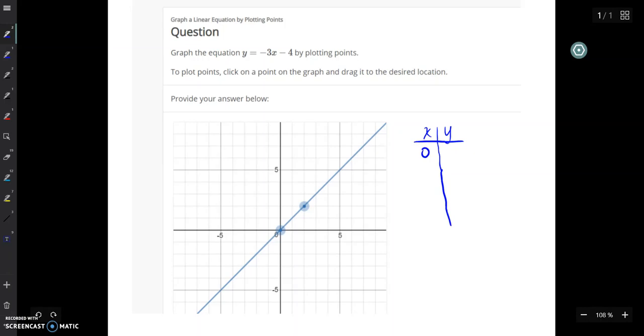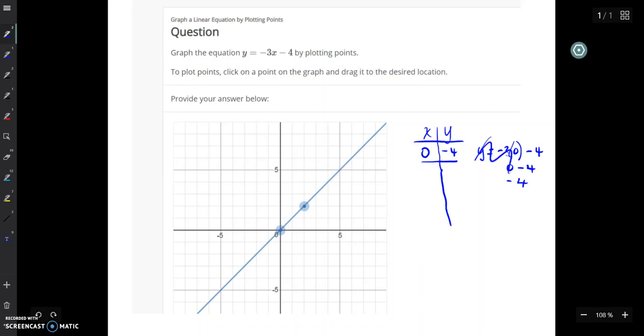Well, if we let x equal 0, then y is equal to negative 3 times 0 minus 4. Well, negative 3 times 0 is equal to 0, and 0 minus 4 is equal to negative 4. So the first point is (0, negative 4).